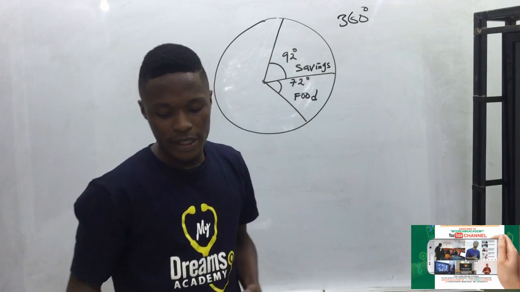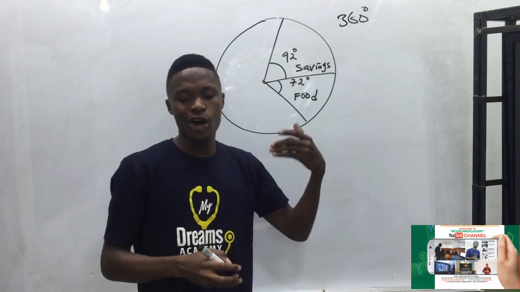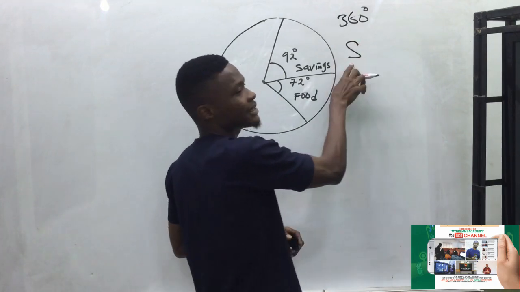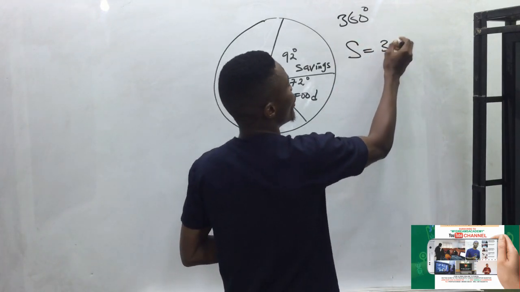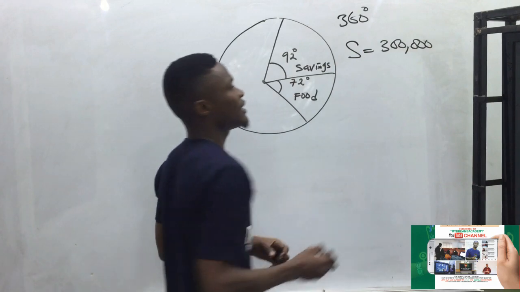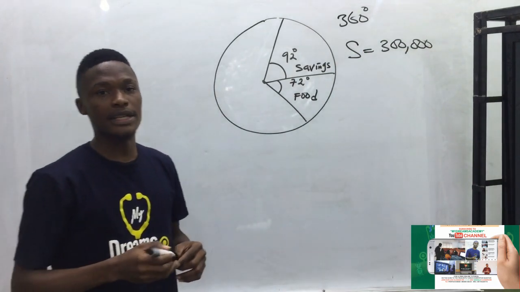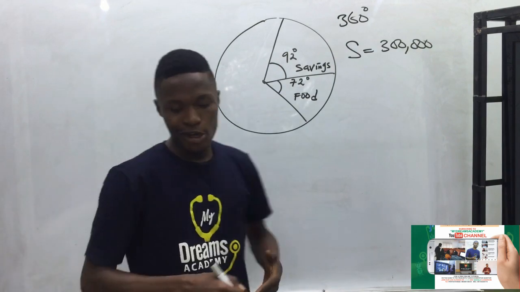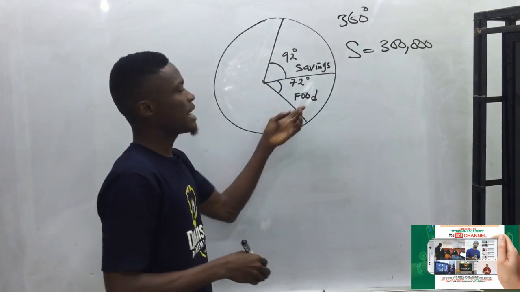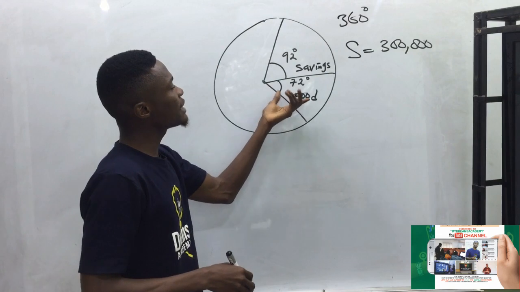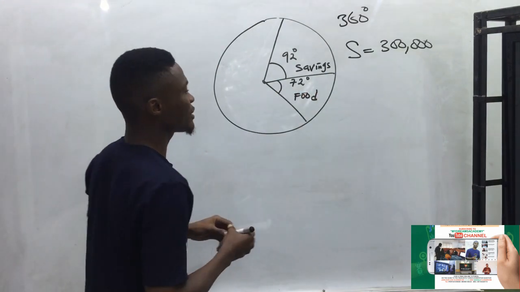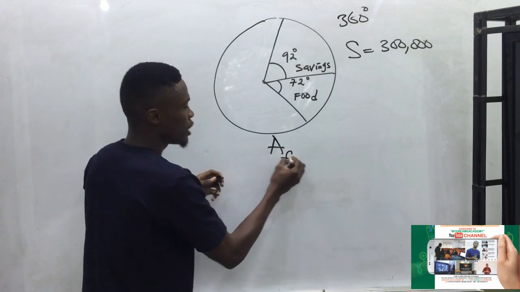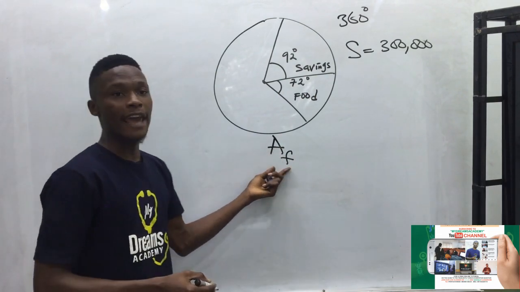Now, according to the question, how much does he spend on food? First of all, the question told us that the man's salary is equal to 300,000 naira. That is the man's salary, 300,000 naira. So they are now asking us to find the amount he spent on food. For me to get the amount he spent on food, all I need is the angle for food. So amount spent on food, let me call it AF.